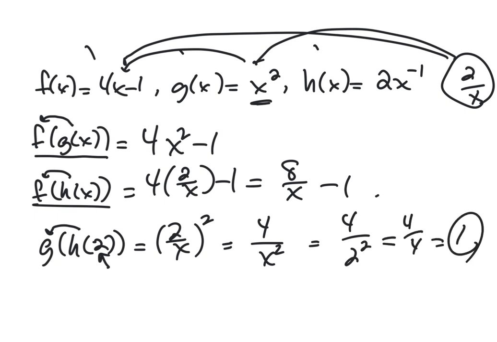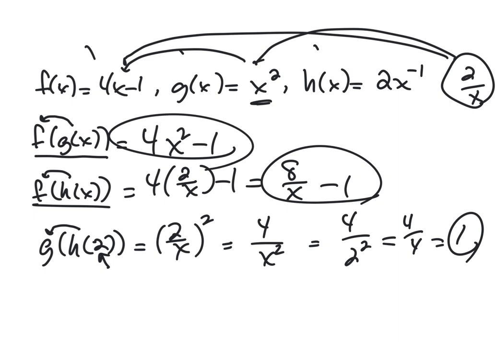So on that type versus the other ones, the first two I did, I got x's in my answer. When they give you a number here, you're actually going to get a number out. Now, that's one way to do it.